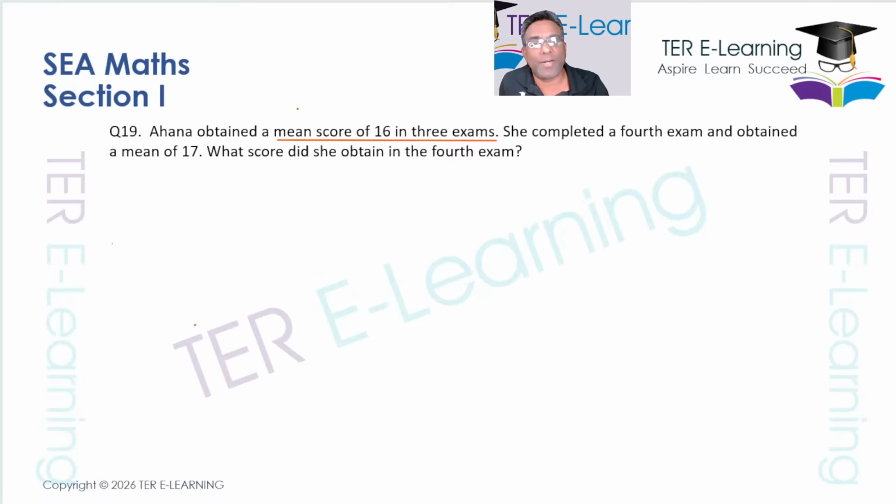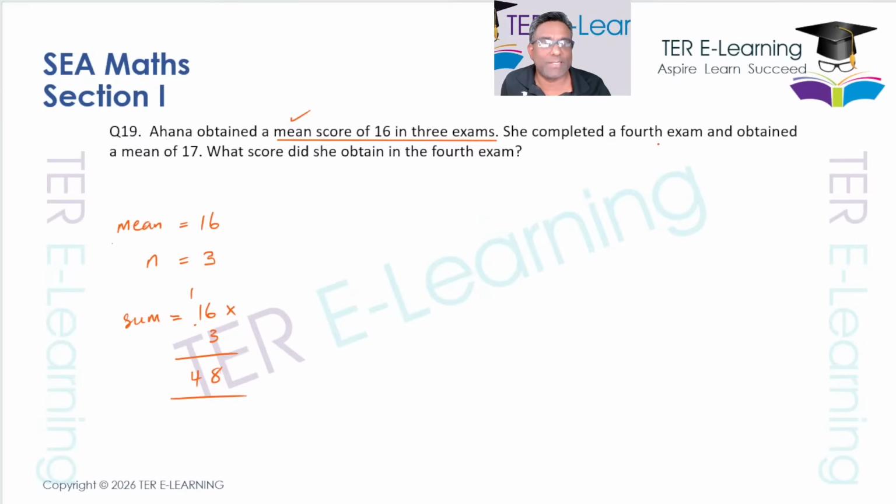So we have a mean score of 16, and the number of exams that she wrote here is 3. So what I'll do is work out the sum of the scores for those 3 exams. How do we do that? We simply take the mean, which is 16, and multiply that by 3. So 6 3s are 18, 1 3 is 3 and 4, so that's 48. That's the sum of the scores that she got in the 3 exams.